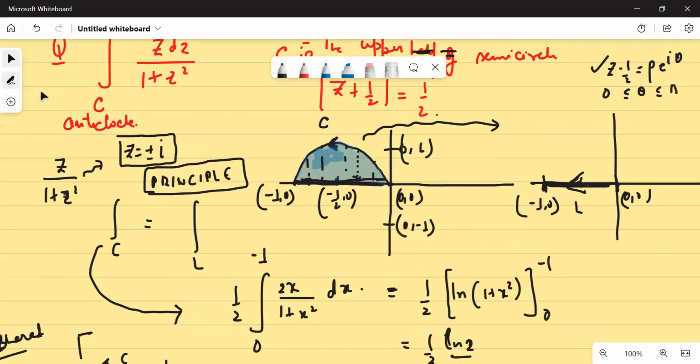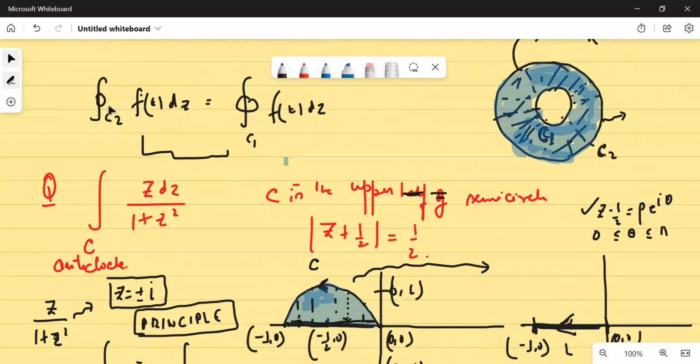Understand my point that Cauchy's integral theorem would only be applicable if you have a closed curve. This is not a closed curve. I have just written the upper part. I'm just talking about this. Are you getting my point? Did Bharat understand this? Right? This particular line I'm talking about.